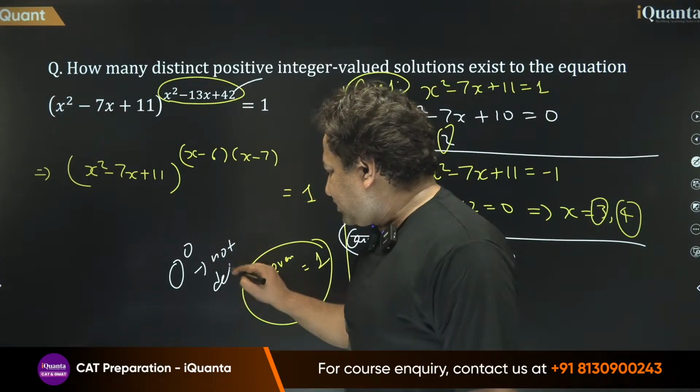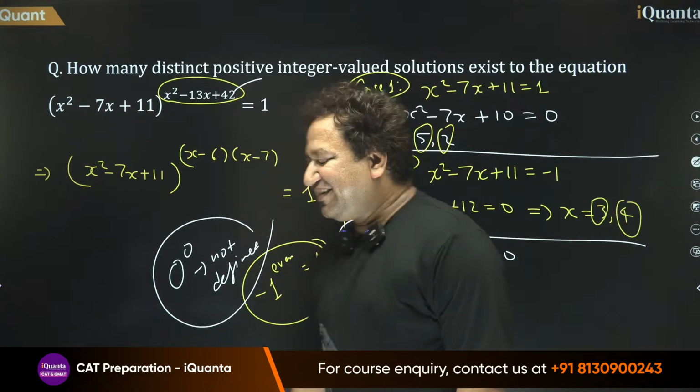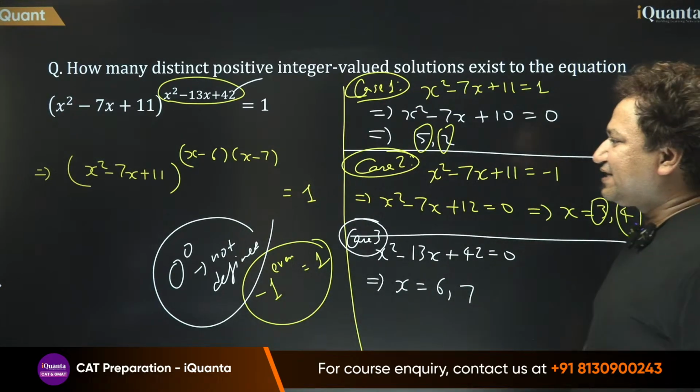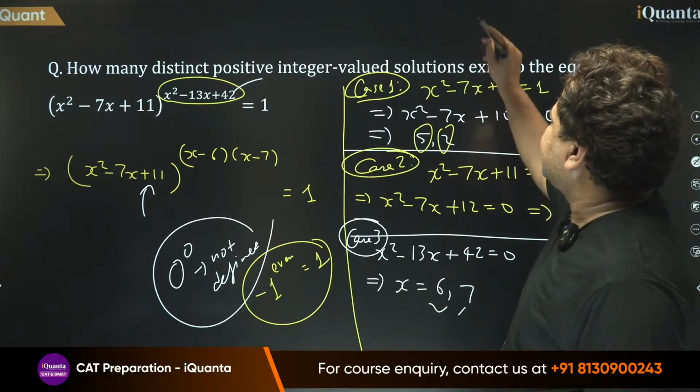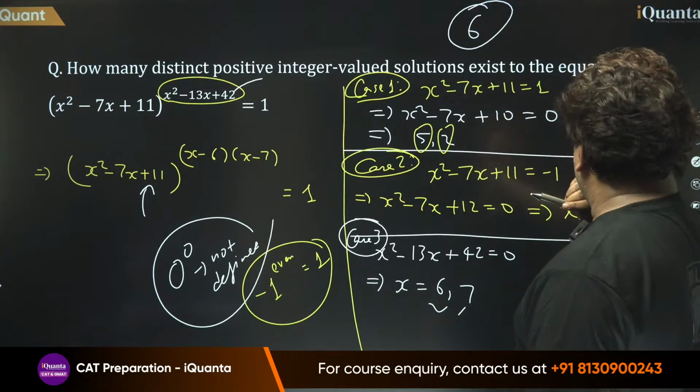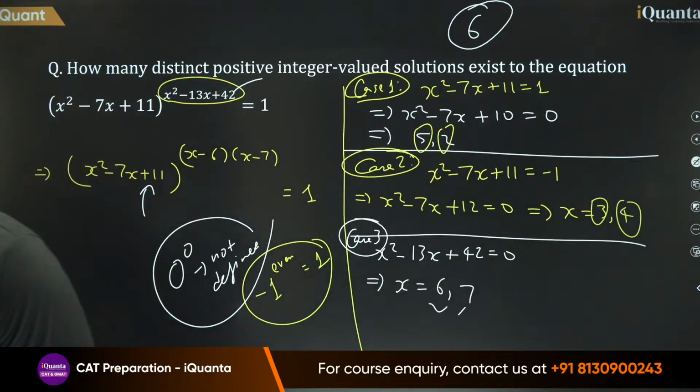This was a good question, I saw the tendency drop. Okay, so at x equal to 6 or 7, the base is not 0, so this is also a valid case. So we'll be having 6 distinct positive integer valued solutions. Clear? 2, 3, 4, 5, 6, 7, Aditya, exactly. Well done. Perfect.